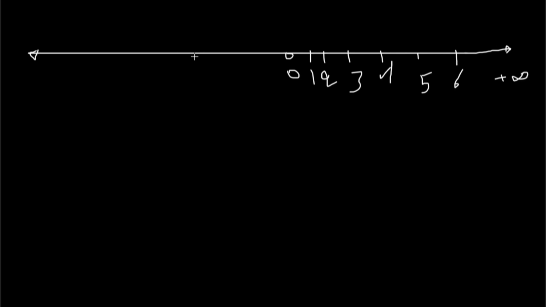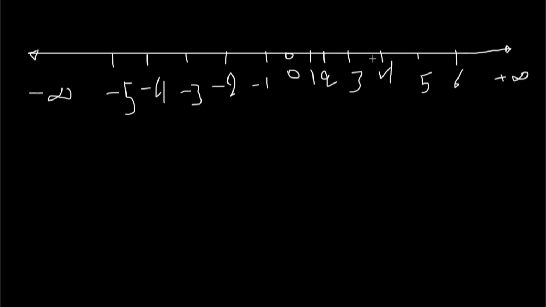From 0, as we move to the left, numbers decrease. For example, negative 1, negative 2, negative 3, negative 4, negative 5, negative infinity. In the number line, the distance between all numbers is equal.